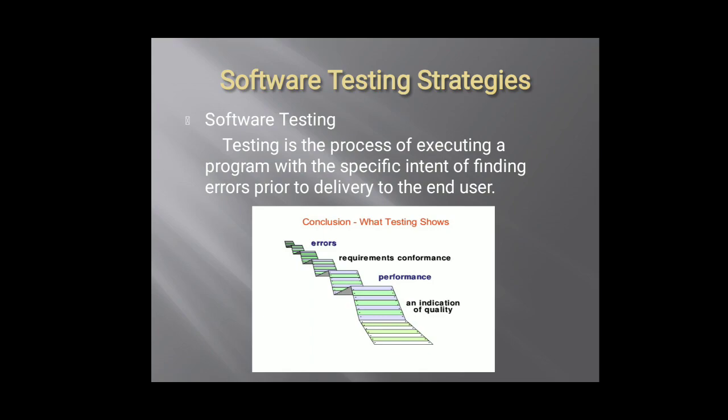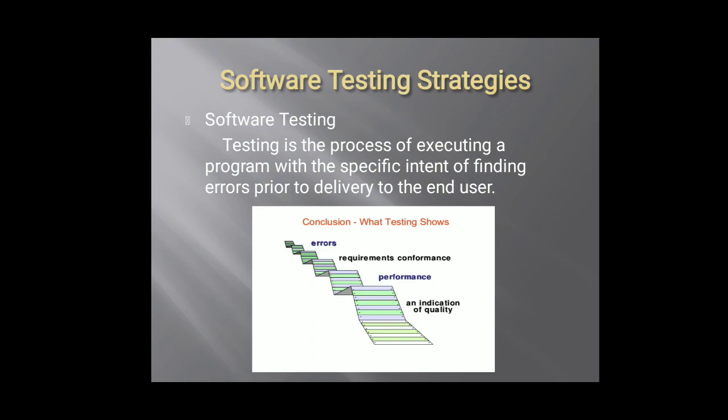Software testing. First we'll move with software testing and then we'll check on with the strategies of software testing. Testing is the process of executing a program with the specific intent of finding errors prior to the delivery to the end user. So before delivering it to the end user, the intention of finding errors, rather than only checking the software, is called the testing process.